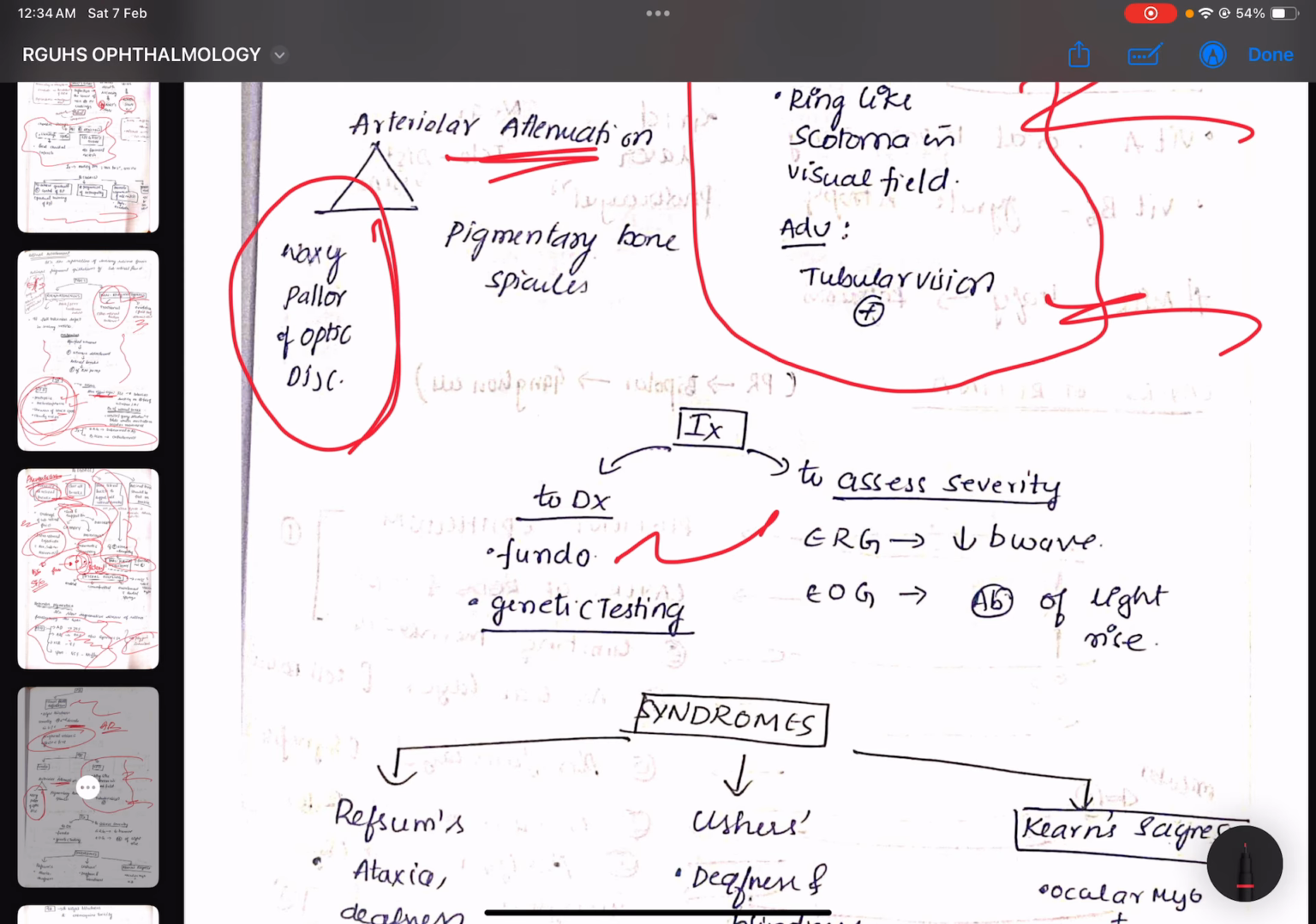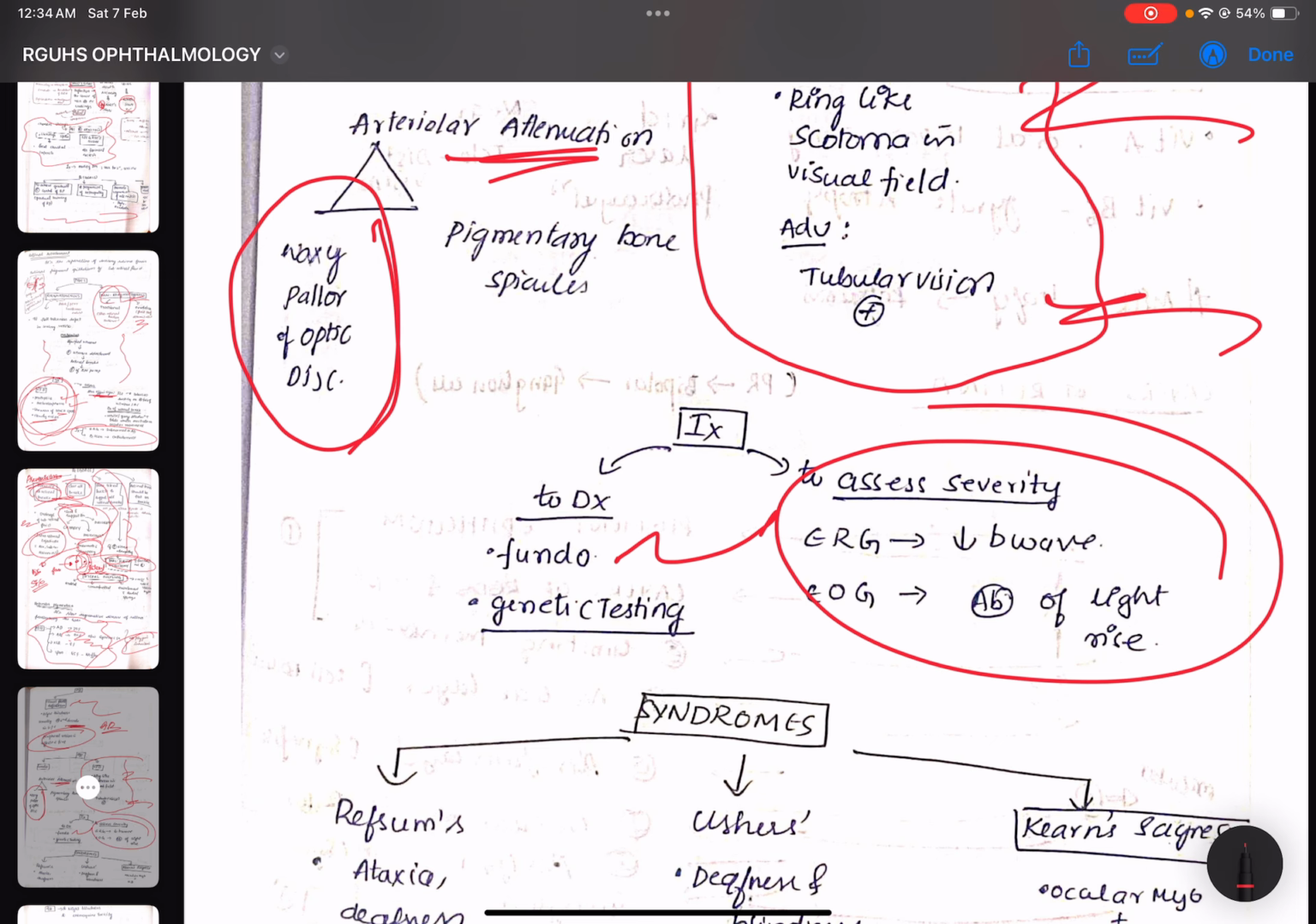Again, fundoscopy itself is diagnostic. To assess the severity, we do ERG and EOG. In ERG you will have reduced amplitude.